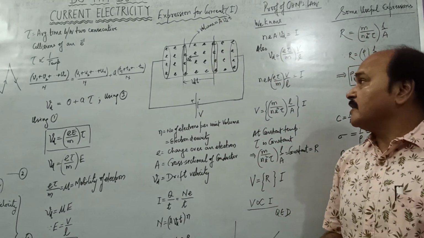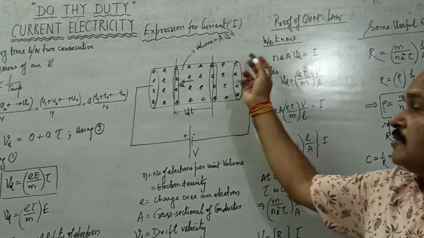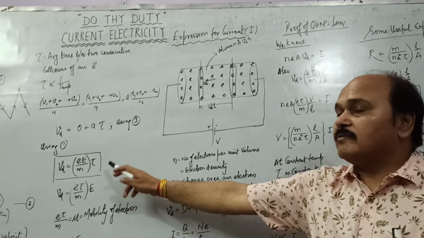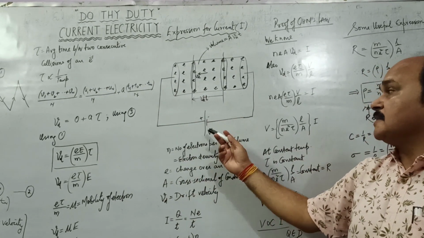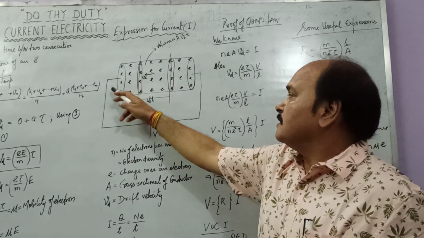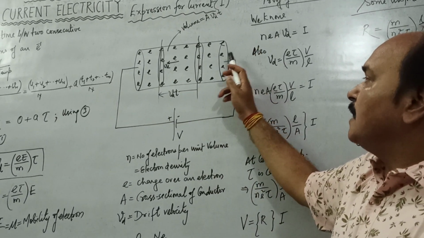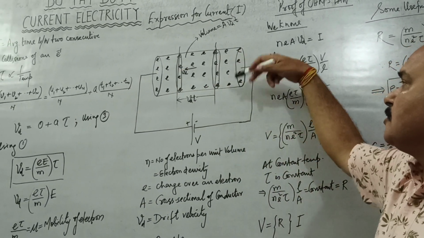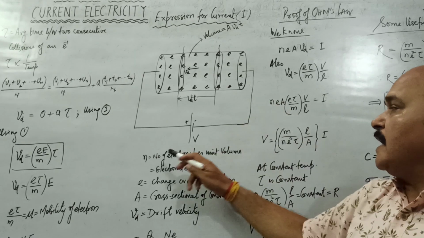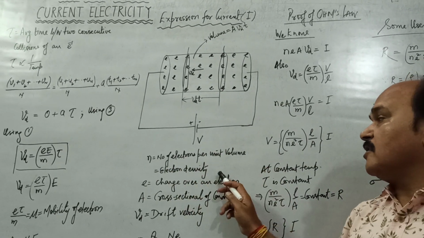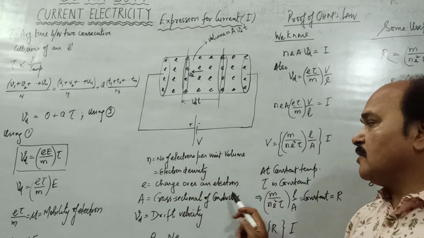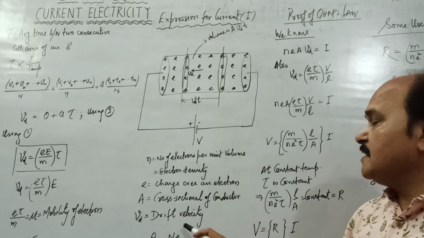So the current is exclusively because of the non-zero value of net velocity, which is there when the battery is connected. This is the diagram of a conductor, and these are electrons uniformly distributed throughout the conductor. n is the electron density, that is, the number of electrons per volume. e is the charge of an electron, A is the cross-section area, and Vd is the net velocity.